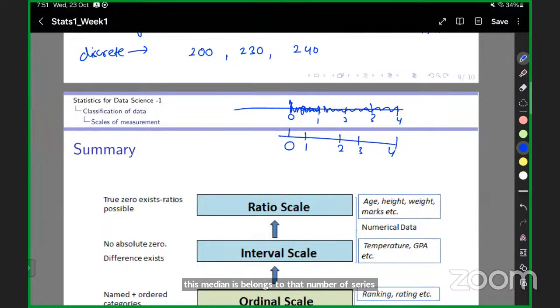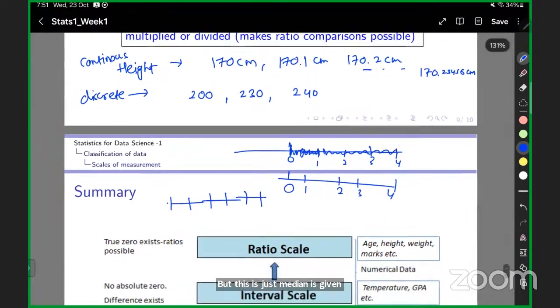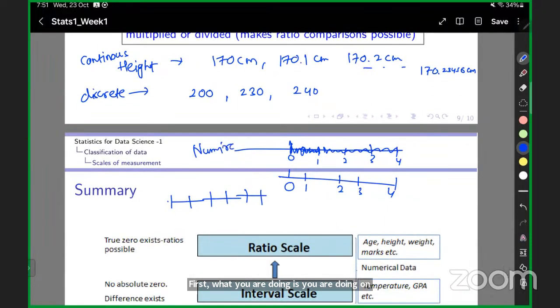You can't figure out all the numbers of a series. You can maybe figure out one or two, but not all. I mean, the median is the middle of many numbers, right? But let's say just the median is given. What you are doing is numerical data, where we can actually divide and so on, but in categorical data we can't. So for a numerical study, if you have just the median, let's say 5 was the median, then you can't figure out all the points. That's not possible.